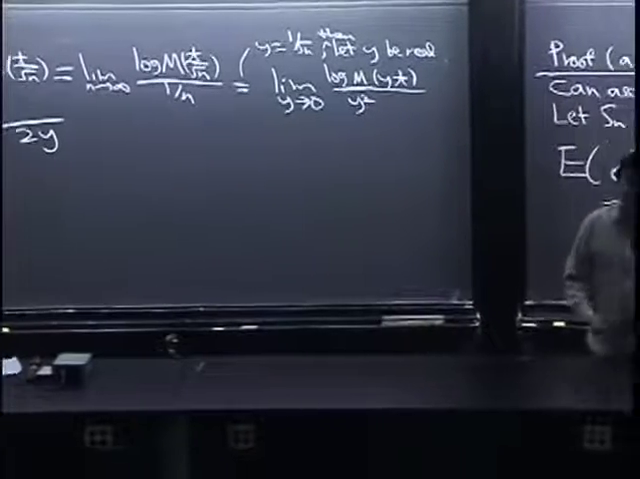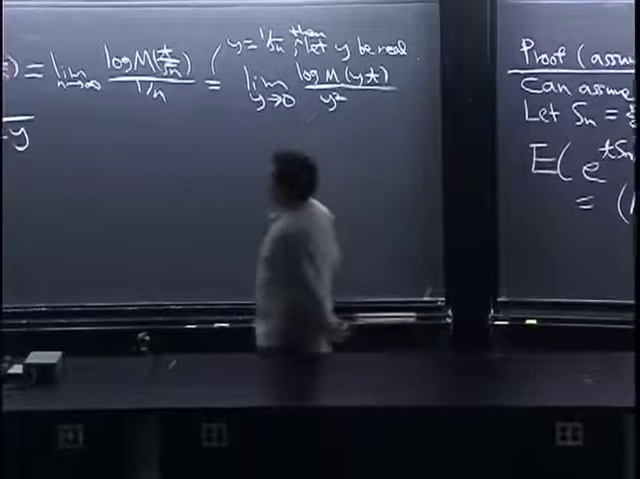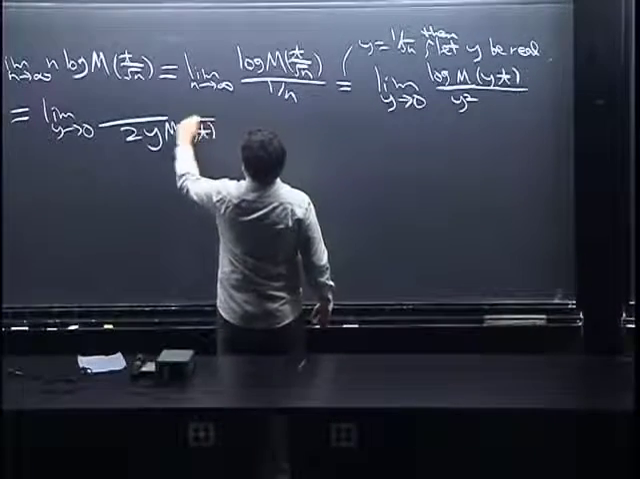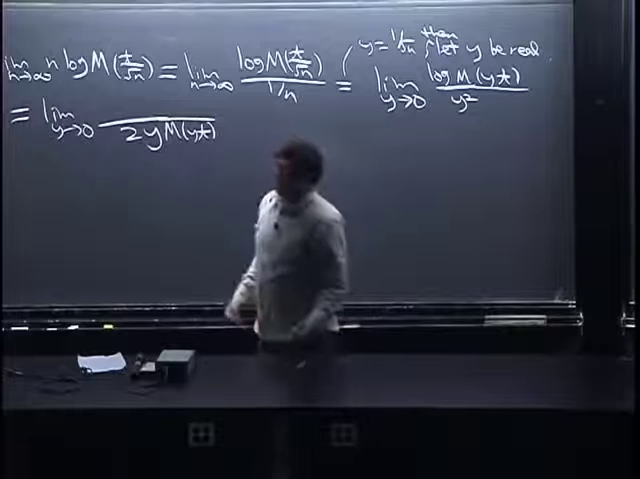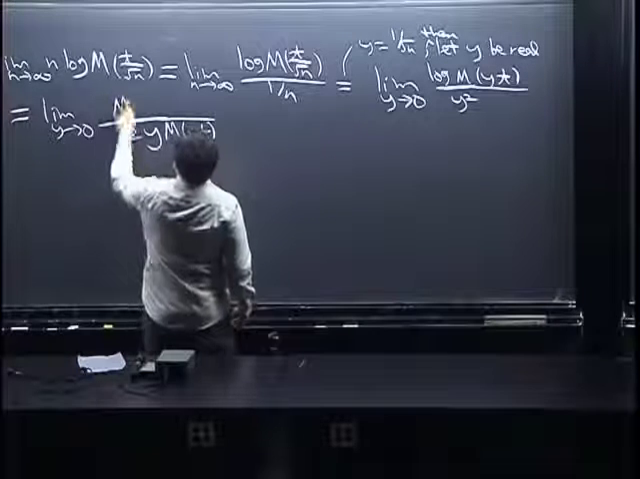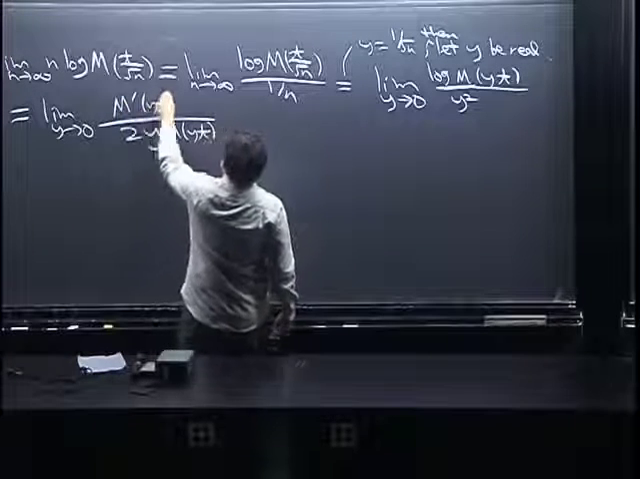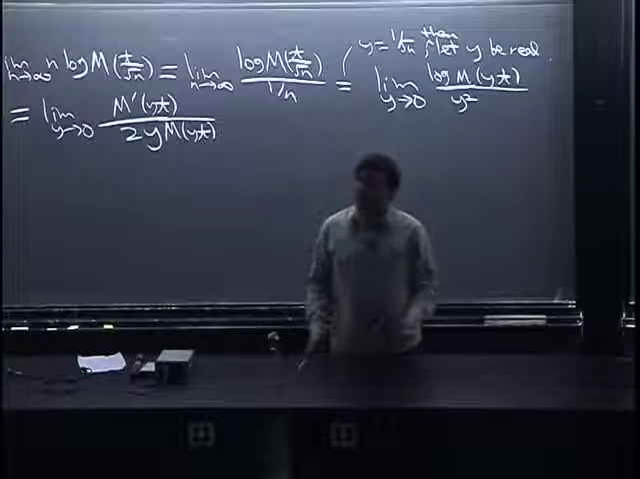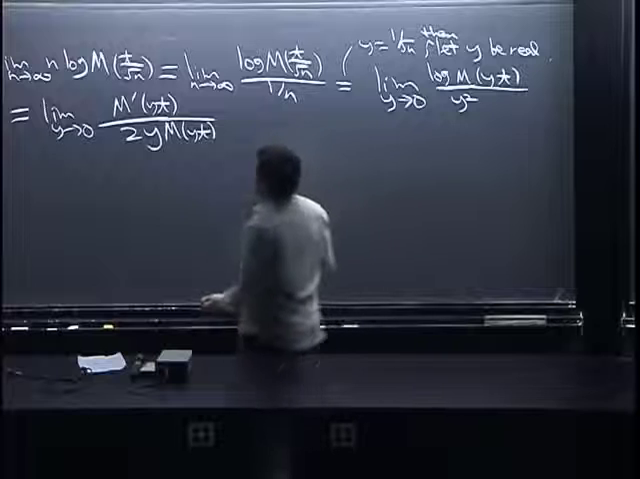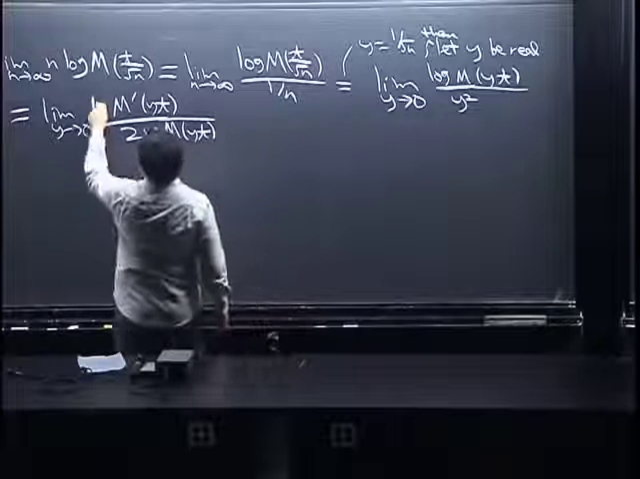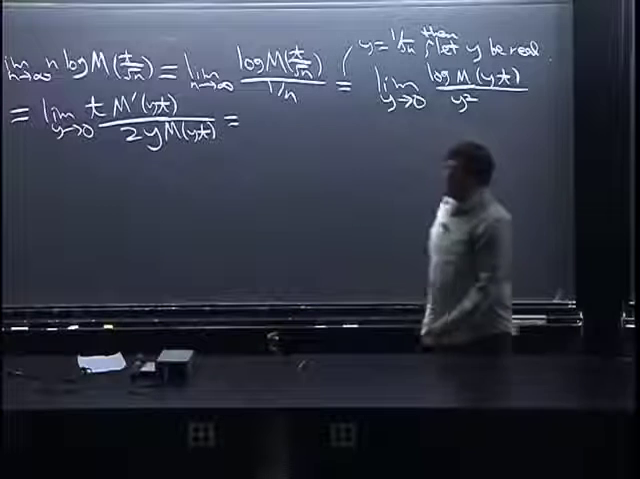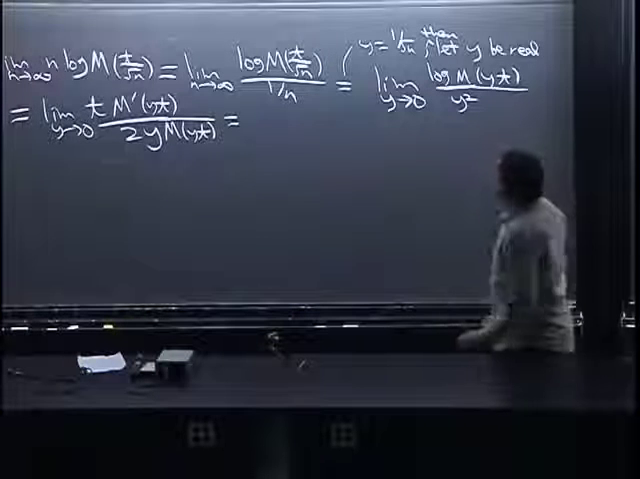Derivative of log something is 1 over that thing, so that's m of yt, times the derivative of that thing, which again by the chain rule is m prime of yt, times the derivative of yt. We're treating t as constant. We're differentiating with respect to y, so a t comes out. And now let's see what we have.